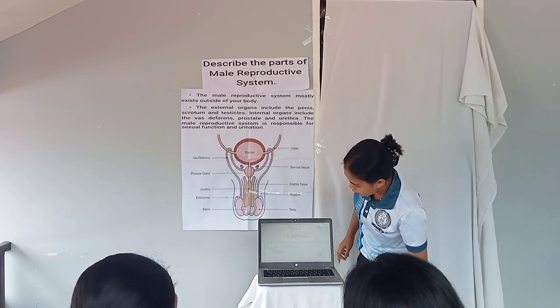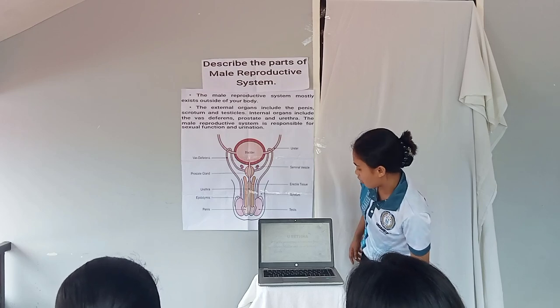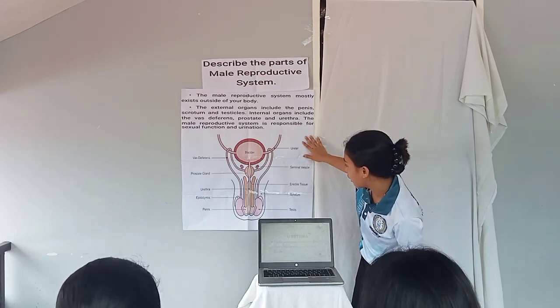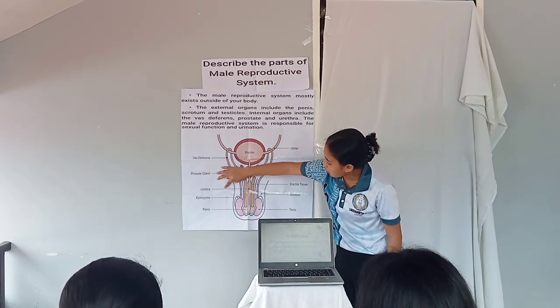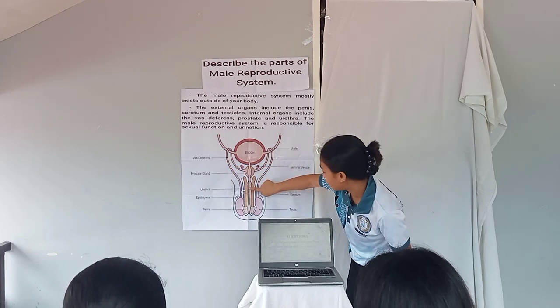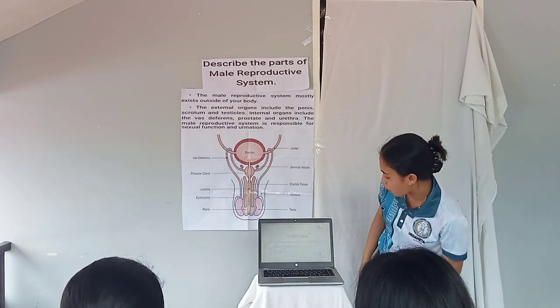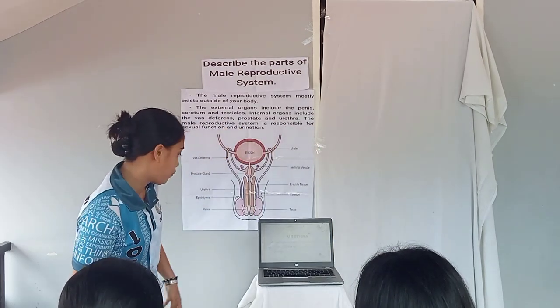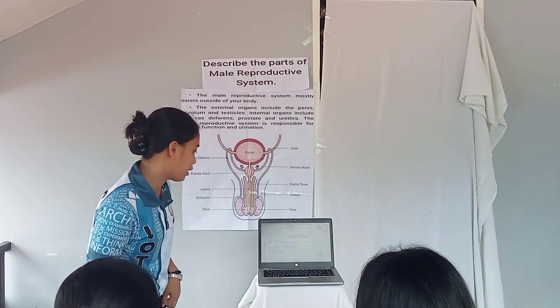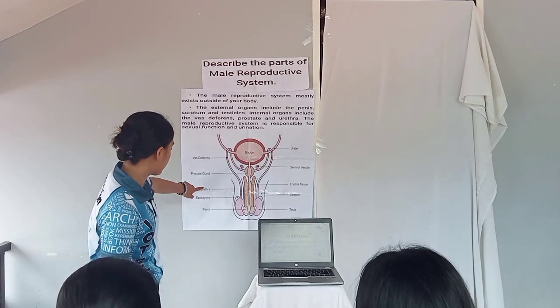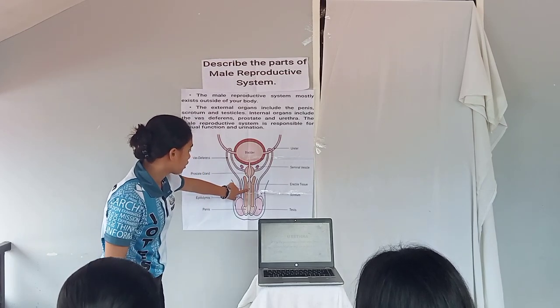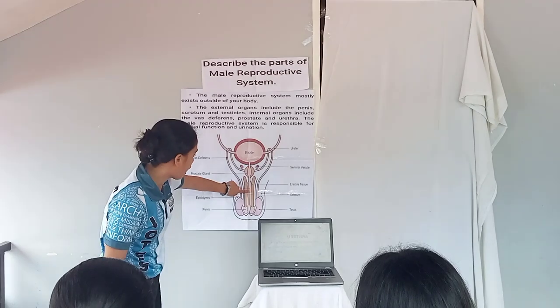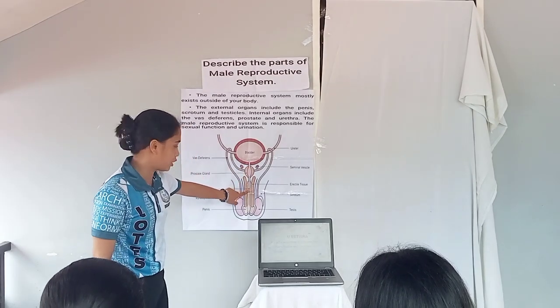Next is the urethra. Urethra is the passageway of both urine from the urinary bladder and semen from the glands. As you can see, the urethra is like a tube found at the center of the bladder.